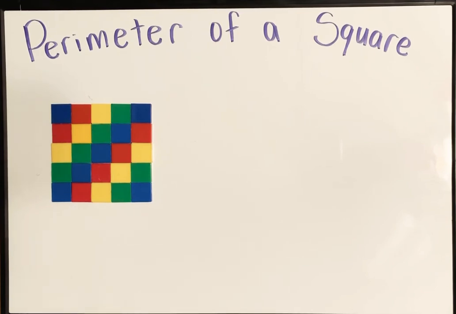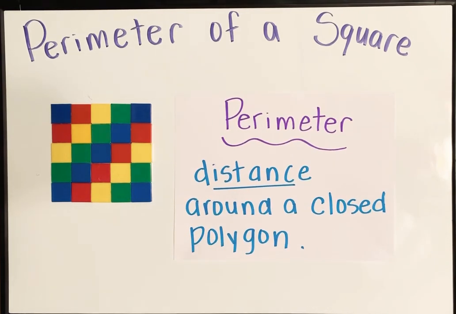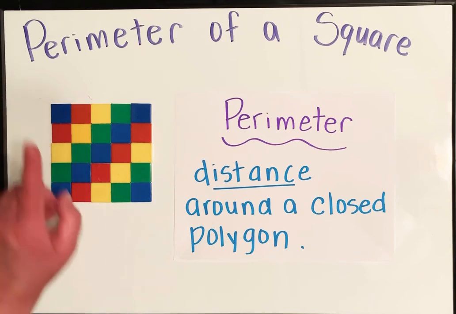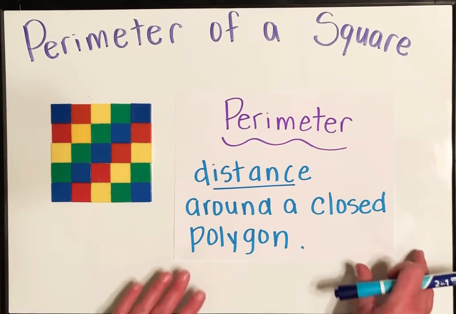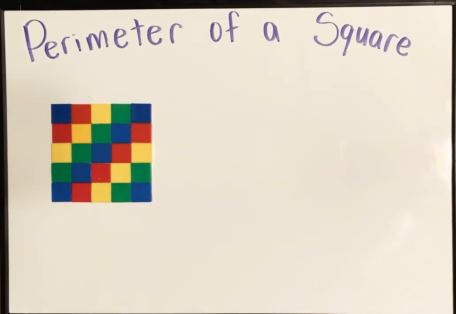Before we begin, let's review what the word perimeter means. Perimeter is the distance around a closed polygon. As you can see right here, I've got a square. To find my perimeter, I would find my distance around the outside of it and add up those lengths, the distance around a polygon. Now, in 4th grade, we study squares and we study rectangles. This video is going to focus on a square, and more importantly, this video is focusing on the formula for finding perimeter of a square.